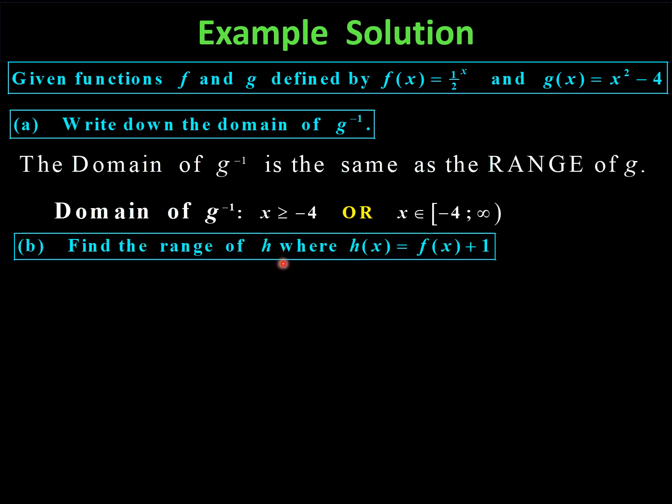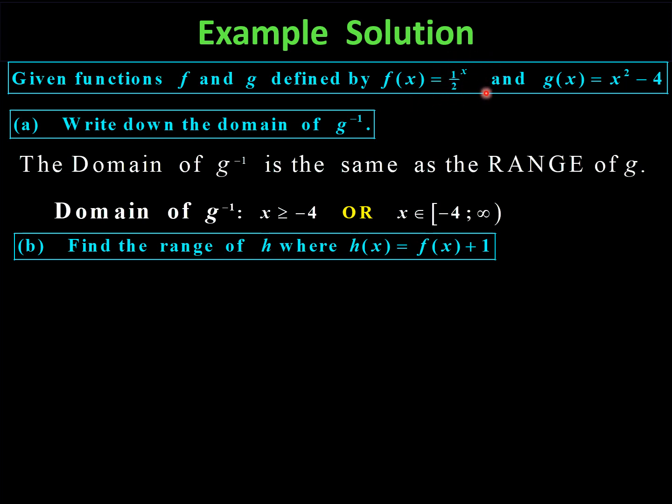Then we have to find the range of h. Now there's no h there, but they tell you what h is. h is f(x) plus 1. What does this mean? Plus 1 means that's right, it's moved 1 unit upwards. So in other words, if I know the range of f, I just have to transform the range of f. So what is the range of f?